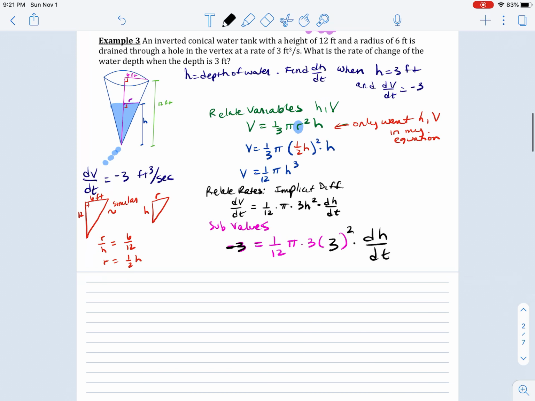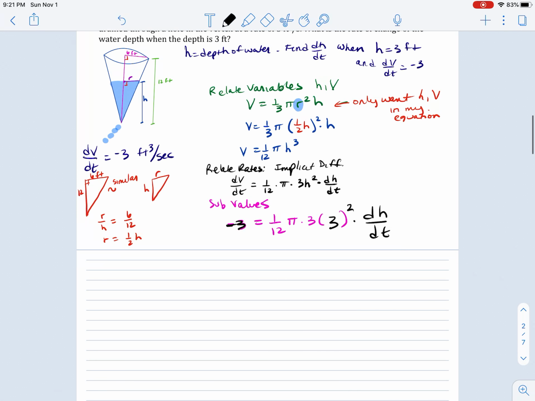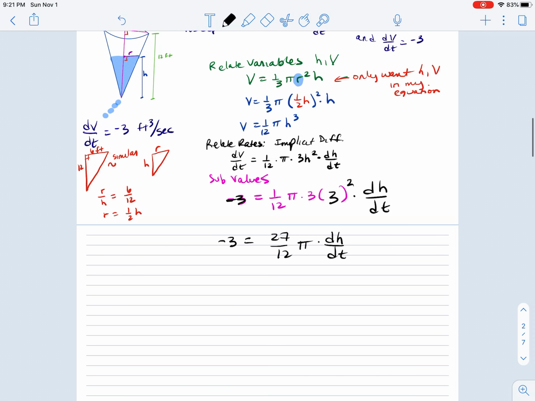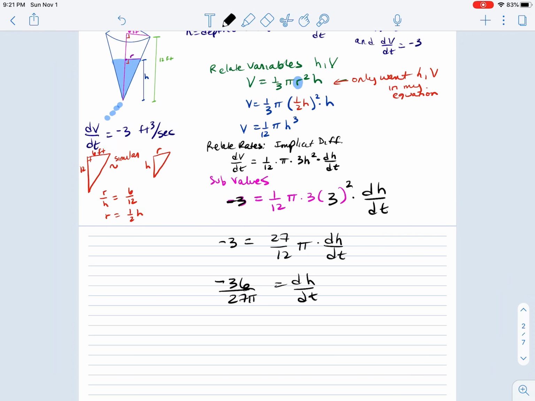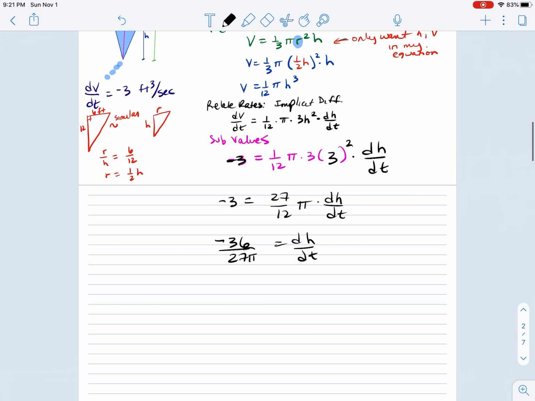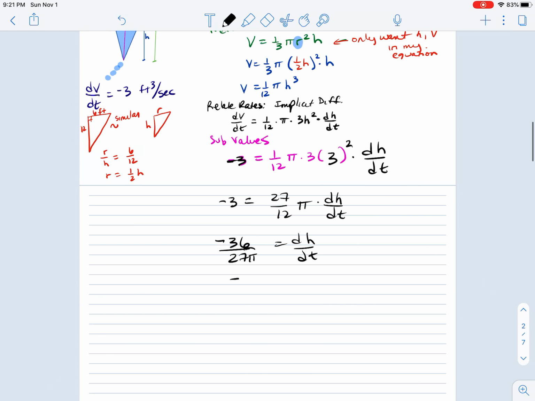And now I can find my dh/dt. So I'm just subbing in the values that I have, and now I'm going to solve for dh/dt. Good. So we've got 27 over 12, right? So we've got minus 3 equal to 3 times 3 times 3. That's going to be 27 over 12 pi times dh/dt. And now I'm going to have minus 36 over 27 pi equal to dh/dt.